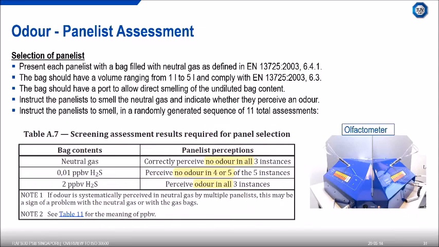So the panelists are assessed by smelling through different bags or using an olfactometer that you can see on the right over here in the photo, with different concentrations of H2S: neutral, that is natural air, 0.01 ppb of H2S, and 2 ppb. So the panelists are then accepted based on their perception test as per the table requirements. So they have to pass the test over here.